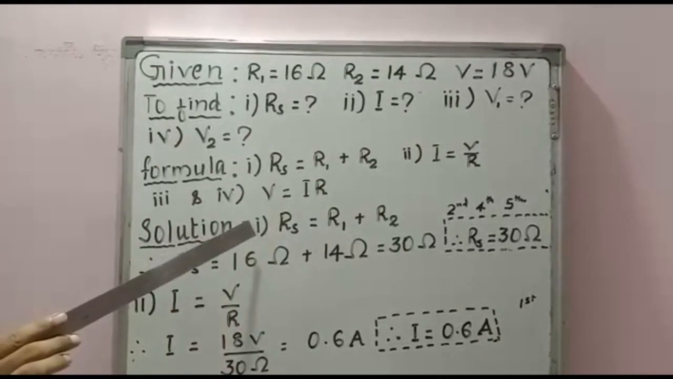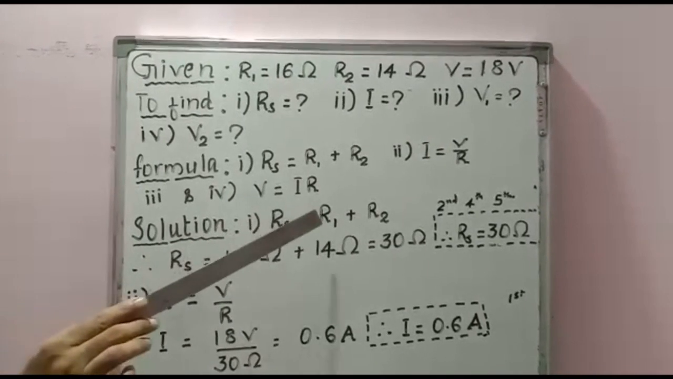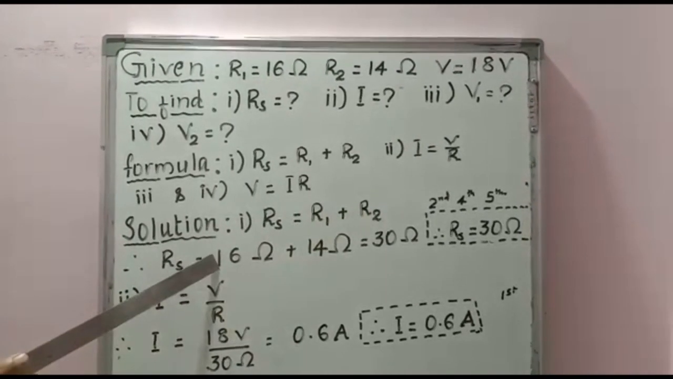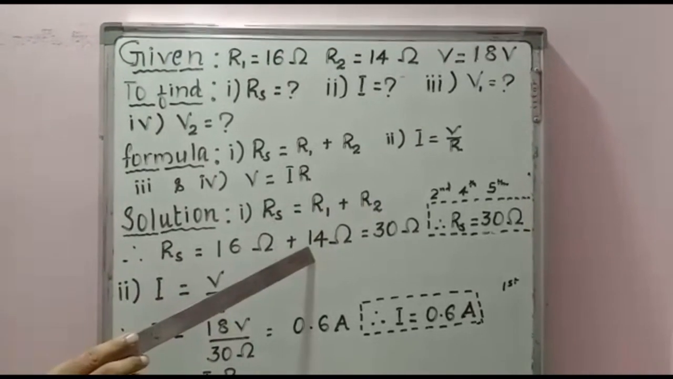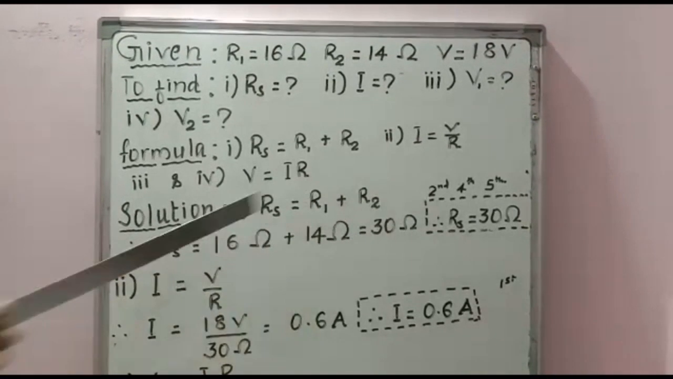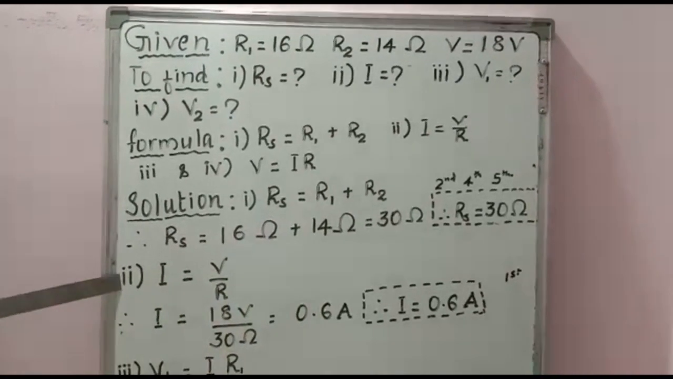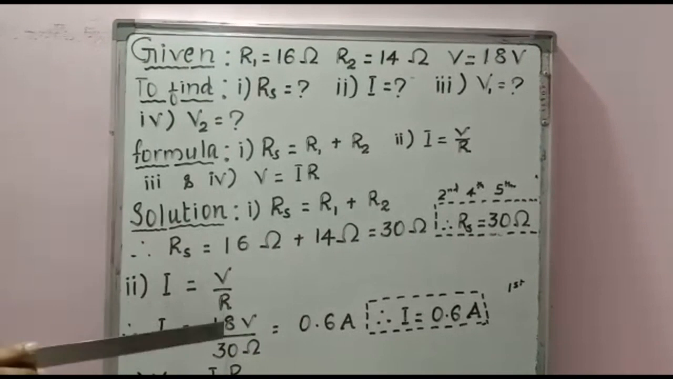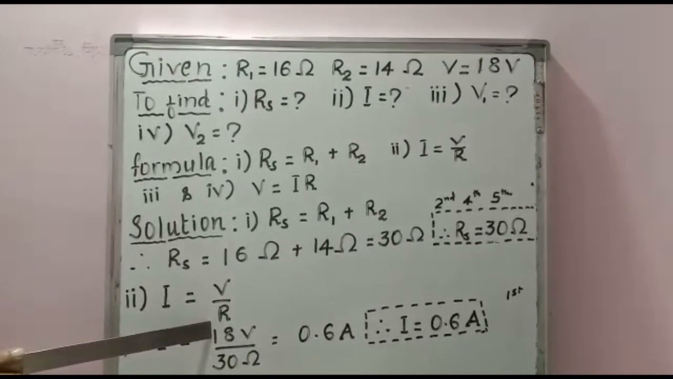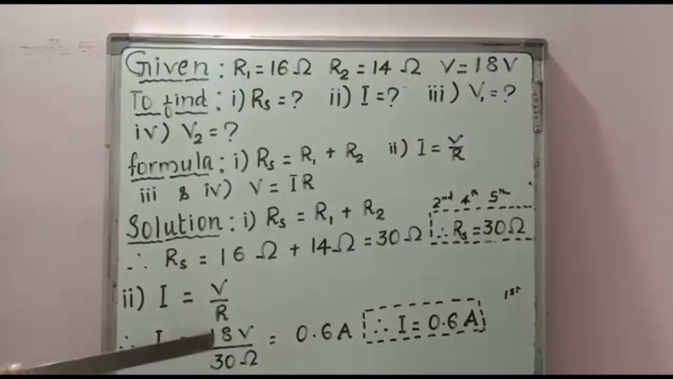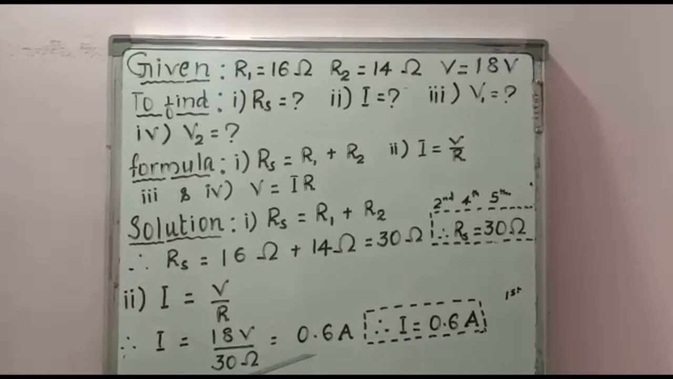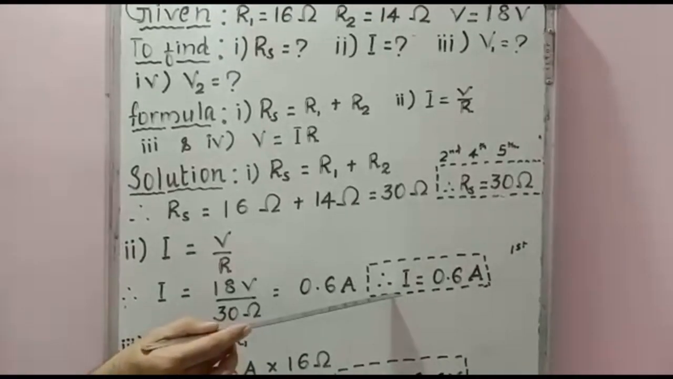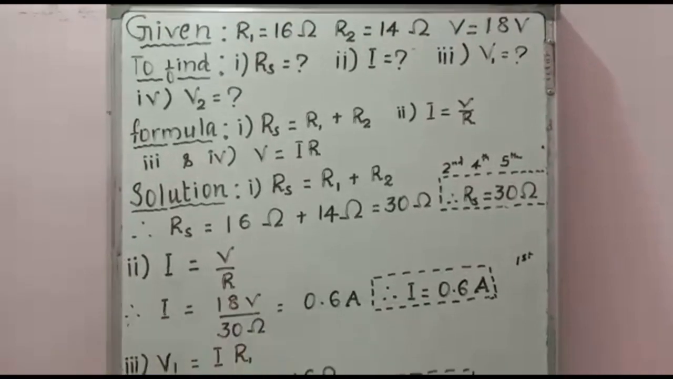Now let us solve the first one. Effective resistance equals R1 plus R2. R1 is 16 ohms, R2 is 14 ohms. So effective resistance is 30 ohms. Now second, we have to find out the current flowing in the circuit. I equals V upon R. After substituting the values, V equals 18 volts, R is 30 ohms. 18 when it is divided by 30, it is 0.6 ampere. So current flowing in the circuit is 0.6 ampere.